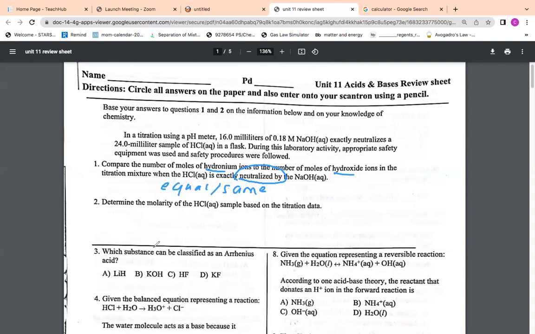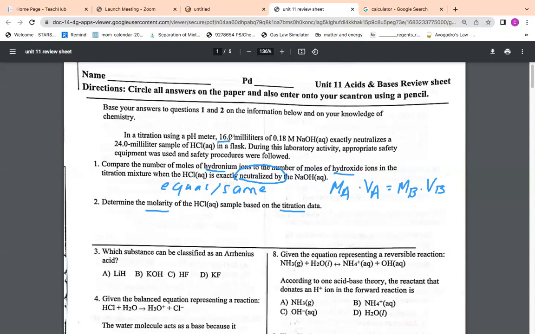That is perfectly fine. Next, they're asking us to determine the molarity of the hydrochloric acid sample based on the titration data. So there are two formulas on Table T where molarity is involved. We have the molarity formula, and then we have the titration formula. The titration formula also involves concentration or molarity, so we're going to use the titration one. On Table T, it's MA times VA equals MB times VB. The concentration of the acid times the volume of the acid equals the concentration of the base times the volume of the base. So we're just going to plug everything in.